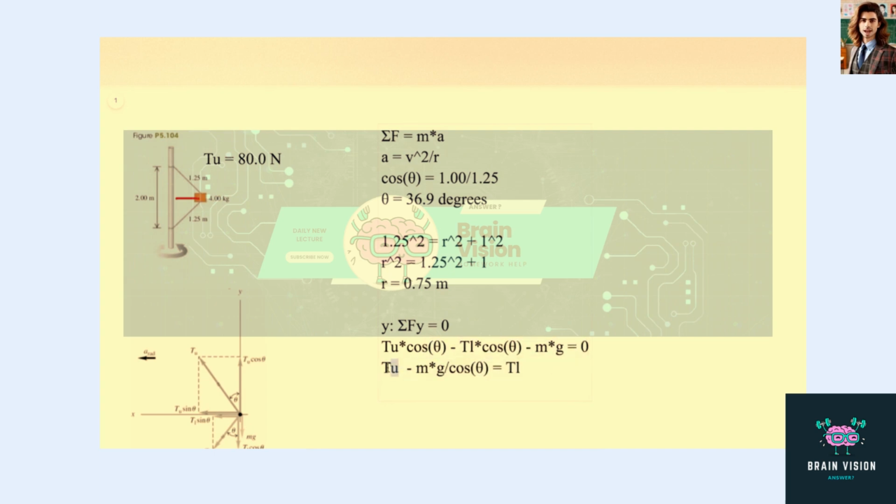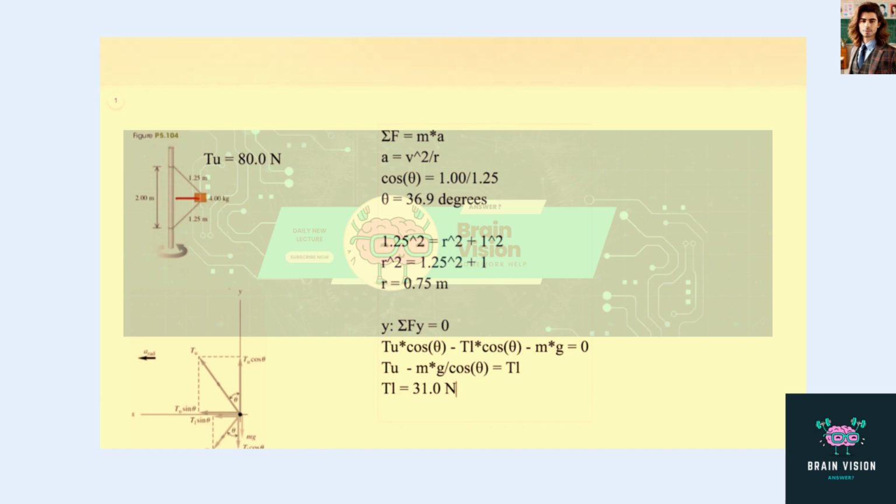So we know TU, we know m and g, and we know cosine theta. When we plug everything in here, we should just get TL is equal to 31.0 newtons. So notice we didn't even have to use anything in the x direction to solve this. The y equation was good enough to answer the question in part A.